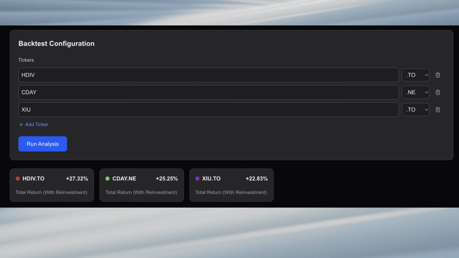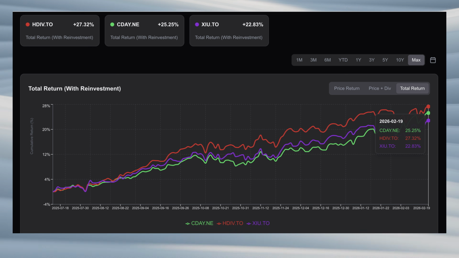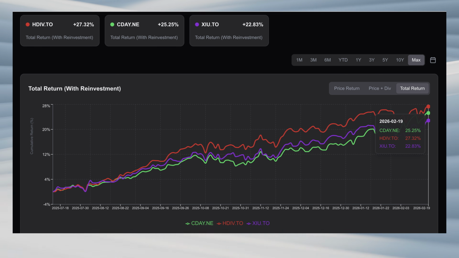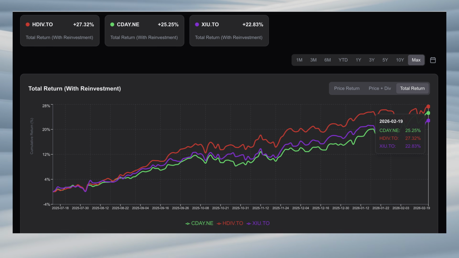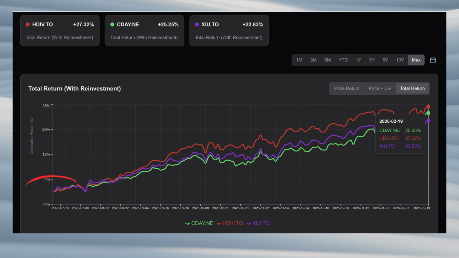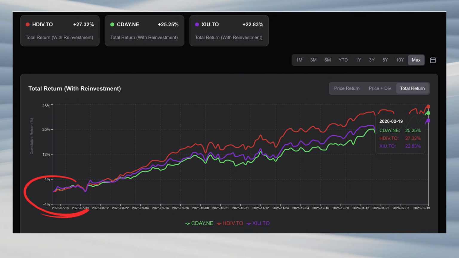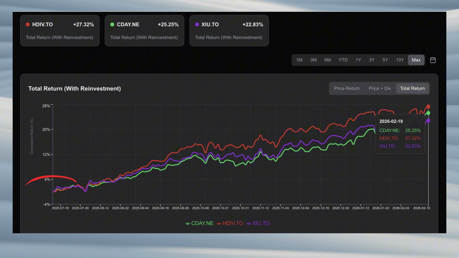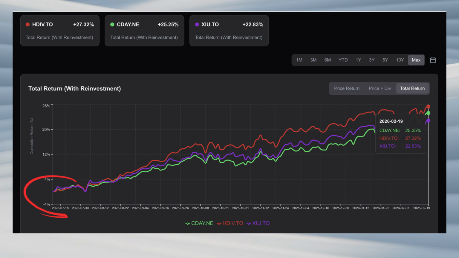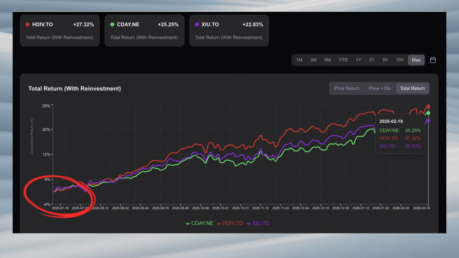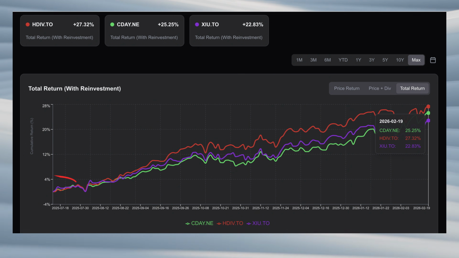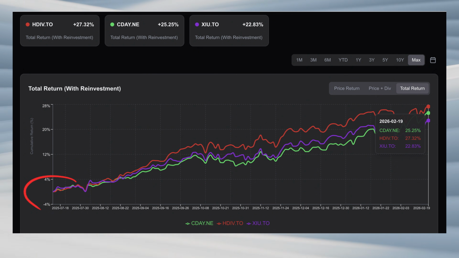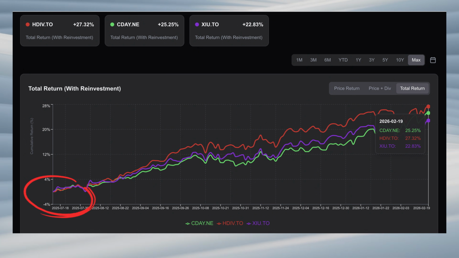When you look at this chart, you might notice that the starting point of the backtest isn't random. I added a bit of logic here. When you input multiple tickers to compare, if there's less than a year of data, the tool automatically identifies the newest fund in the group and sets its inception date as the starting point. For instance, in this example, because CDAY was just launched on July 15, 2025, it has the shortest track record. So, the system automatically aligns the start of the backtest to that specific date.